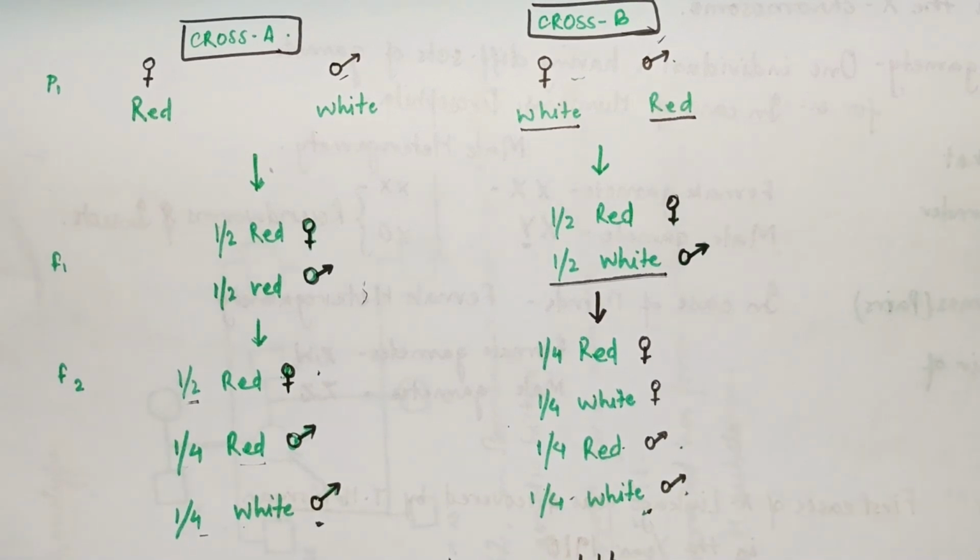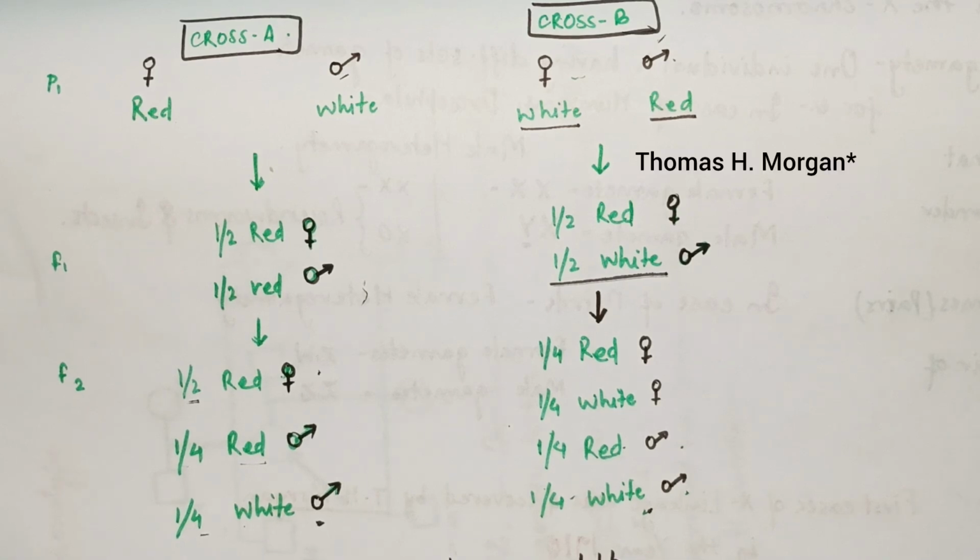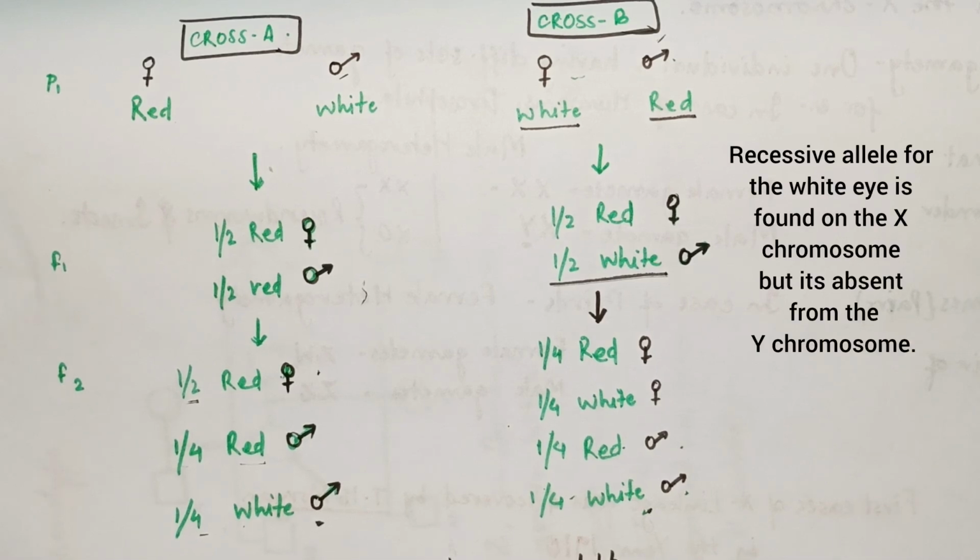So that led to the conclusion that this particular trait type is present in the X chromosome and not in the autosome. And Morgan also hypothesized that the recessive allele for white eye is found on the X chromosome, but its corresponding locus is absent from the Y chromosome.